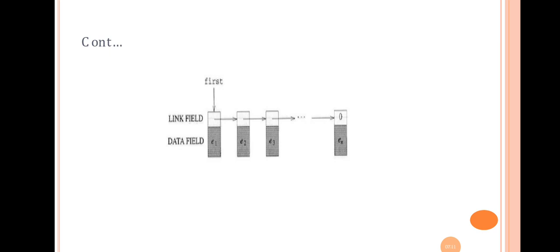Here is an example of a linked list. So first there is a link field, and then there is a data field. The first element to the nth element are represented as E1, E2, E3, up to En. So the fields are connected one by one. So this is called a link field.